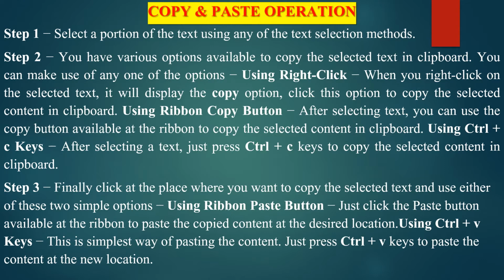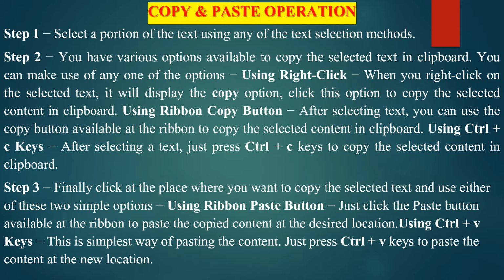Using the ribbon copy button. After selecting the text, you can use the copy button available at the ribbon to copy the selected content in the clipboard. Using Ctrl plus C keys. After selecting a text, just press Ctrl plus C keys to copy the selected content in the clipboard.